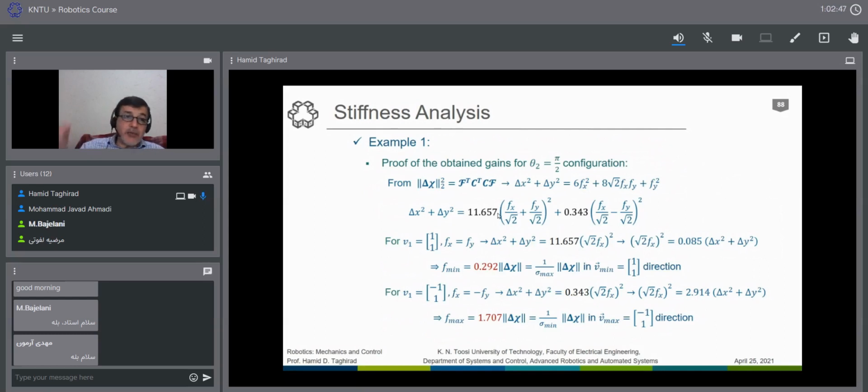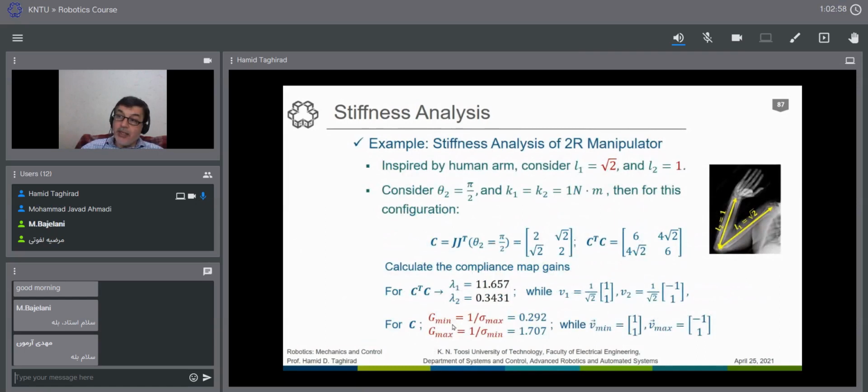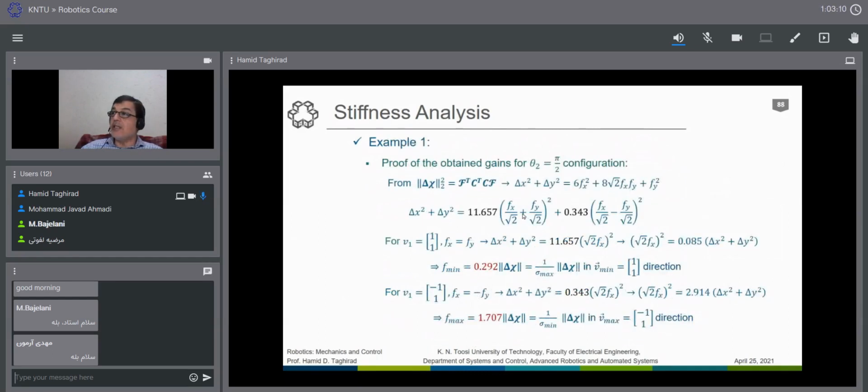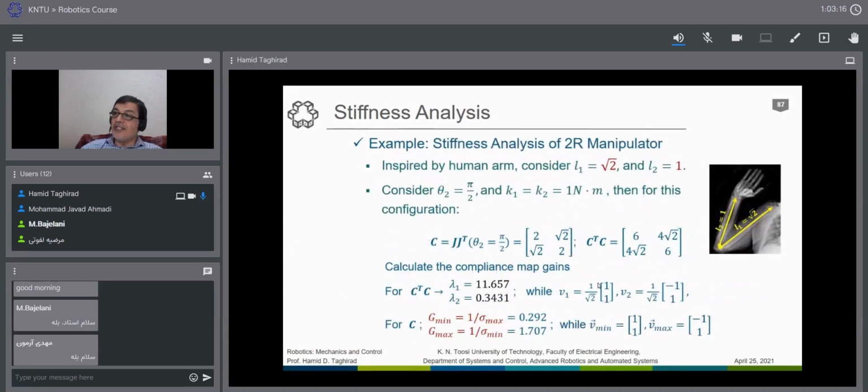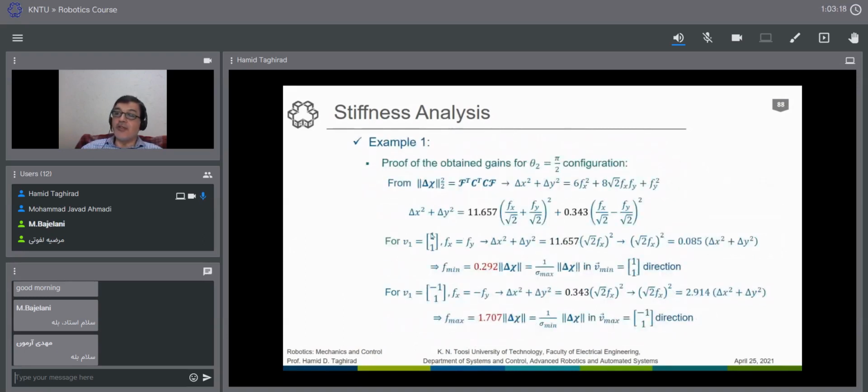It would be at the maximum value if we are on the maximum eigenvector. It would be at the minimum value when we are on the minimum eigenvalue. And these are basically defined by G min, 1 over the singular value max, and G max, on the minimum singular value. And you can find this very easily. You can say, okay, let's see about the first vector and the second vector. If we are only on the first vector, the force and the deflection are only in the first direction.